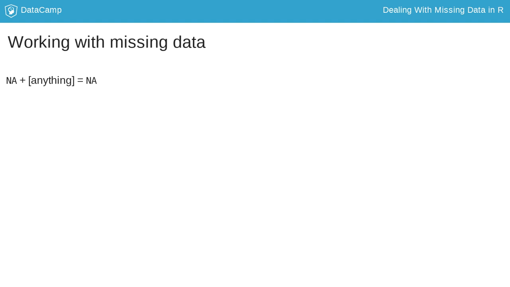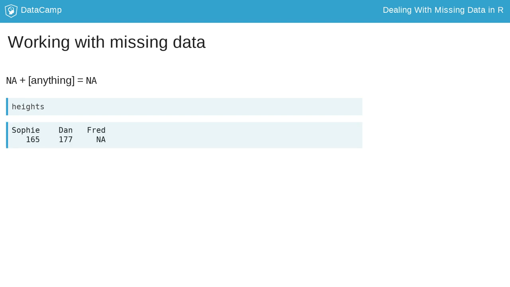So what happens when we mix missing values with our calculations? We need to know what happens so we can be primed to find these cases. The general rule is this: calculations with NA return NA. Say you have the heights of 3 friends, Sophie, Dan, and Fred. The sum of their heights returns NA. Now this is because we don't know the sum of a number and NA.